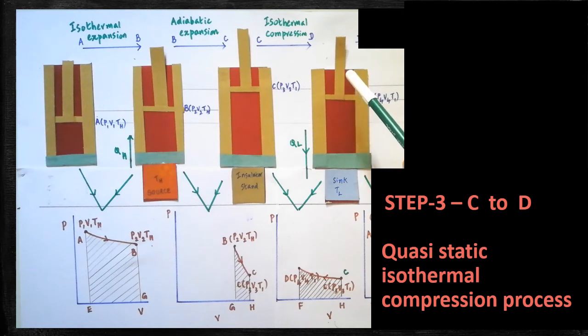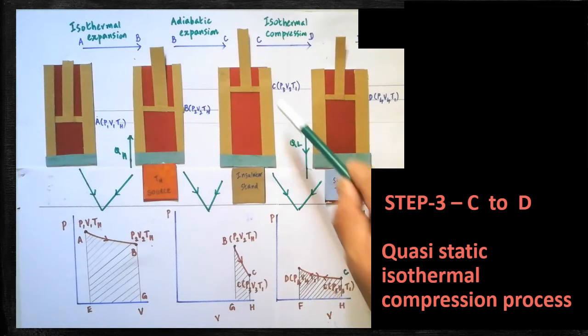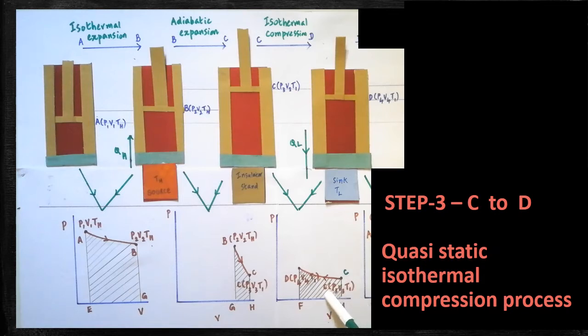The work done on the system can be calculated by drawing the PV diagram. Look at the PV diagram. Initially the piston position was at C. It is marked here as C, where P3, V3, T1.